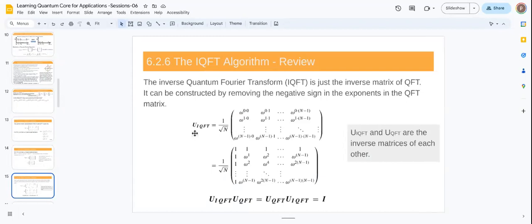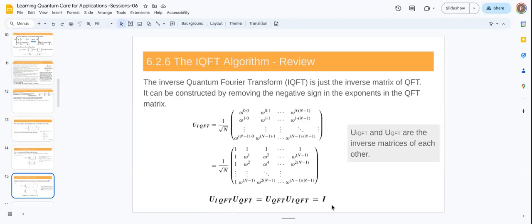And so for the IQFT, we are talking about UIQFT. So UIQFT into UQFT is equal to UQFT into UIQFT. Basically, if you have the two of them and you multiply, it is a tensor operation, which is nothing but every term of one matrix being multiplied with every other term, and then the total will come out to the identity matrix.